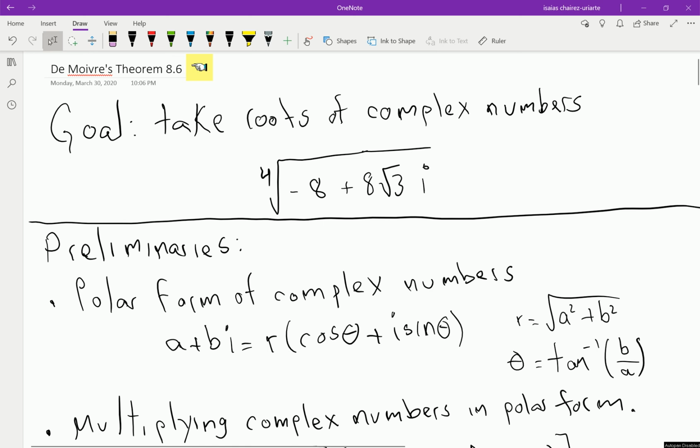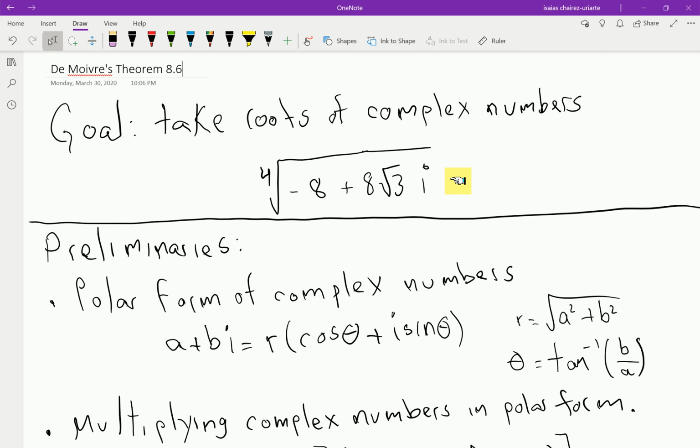All right, this is section 8.6. We're going to be talking about DeMoivre's theorem. What's the goal of this section? The goal of this section is to be able to take the roots of complex numbers. So for example, I would like to take the fourth root of -8 plus 8 square root of 3i. How do you take a root of a complex number? That's what we want to be able to do in this section.